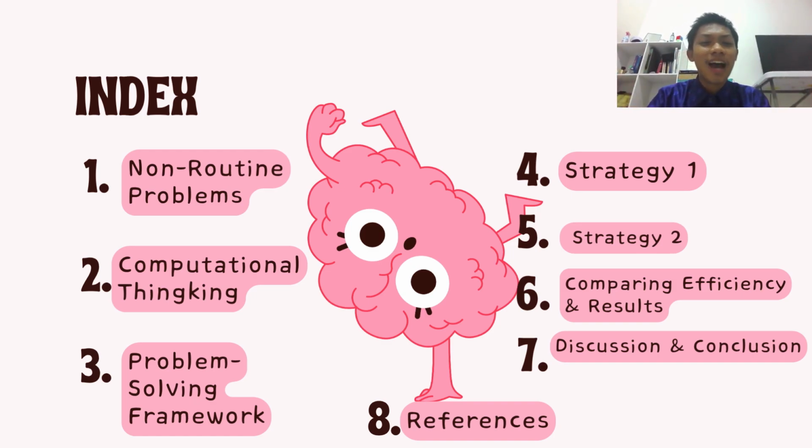Before we start, I want to tell you that we will learn a lot of things. So just enjoy the adventure, because we will learn what non-routine problems are, and second, what computational thinking is, then the problem solving framework. The fourth is strategy 1, strategy 2, comparing efficiency, and the results and discussion, also the conclusion, and lastly the references.